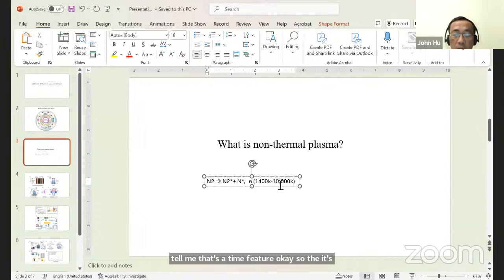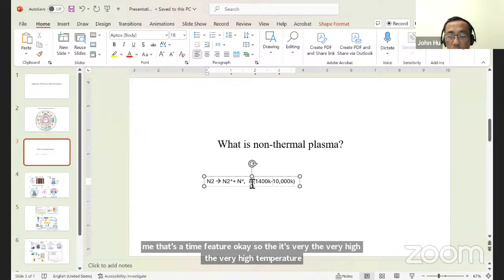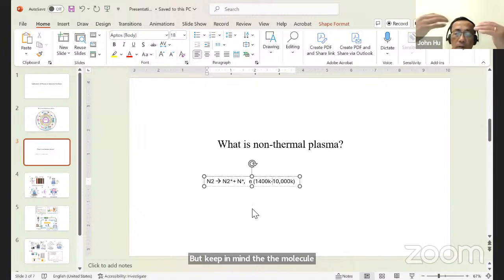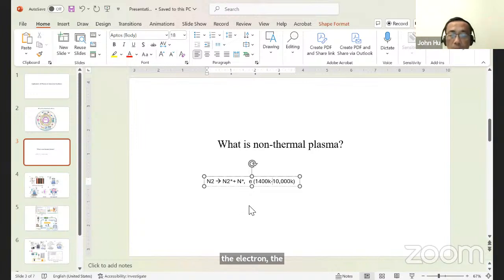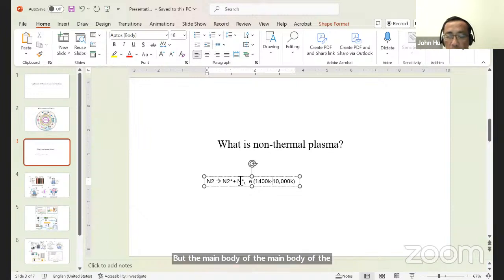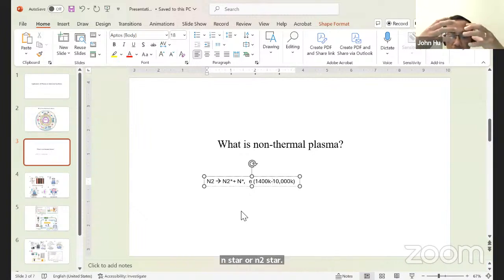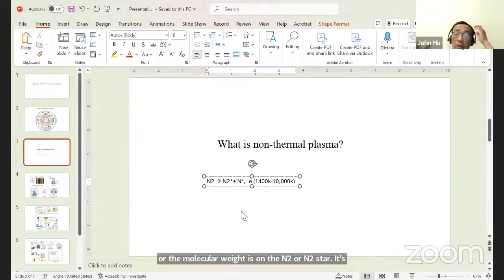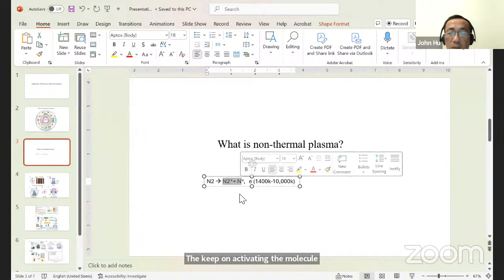So it's a very high temperature. But keep in mind the mass of the electron is very small. The main body of the molecule, the so-called N star or N2 star, holds the majority of the mass or molecular weight. It's not on the electron, all right? So what does it mean? That means in the system, you have a lot of hot electrons floating around, which is good. They keep on activating the molecule, but the remaining things are basically cold.